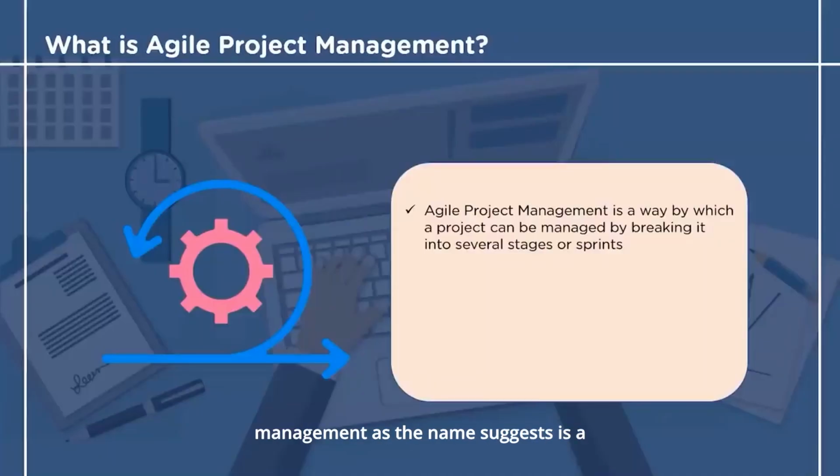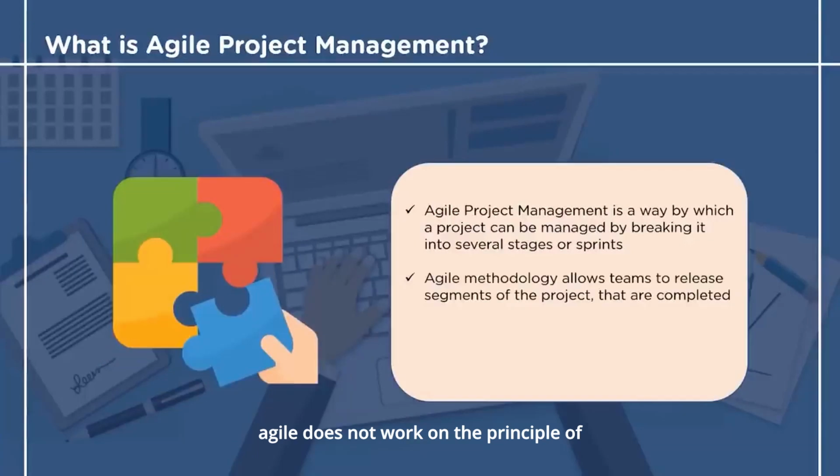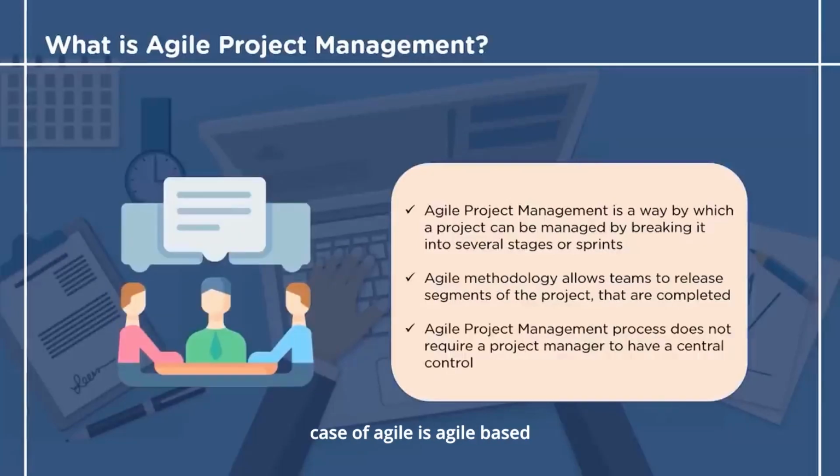Agile project management, as the name suggests, is a flexible approach to building a project. In Agile project management, the project is broken down into several stages or sprints. Agile does not work on the principle of delivering the final product at the end of the project. It works on delivering sections of a project or mini projects. The process of project management in the case of Agile is Agile based. So there won't be any central control of a project manager as there was in the traditional way of working.